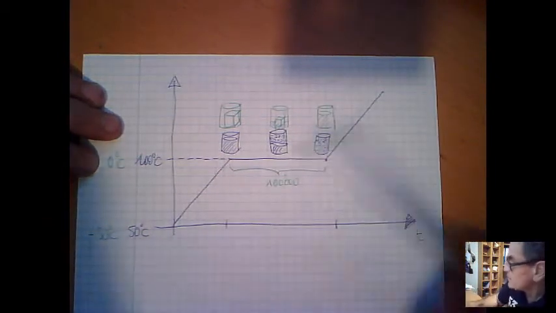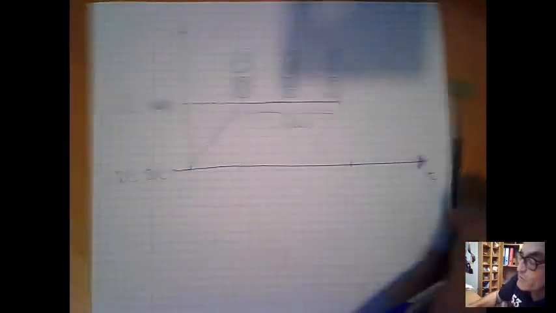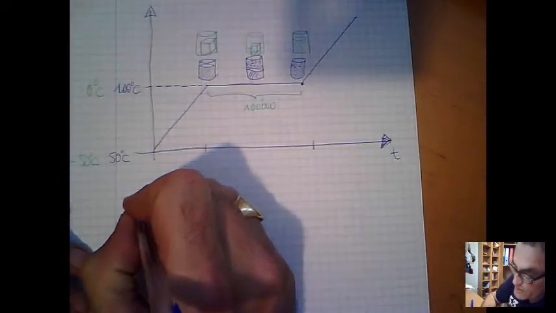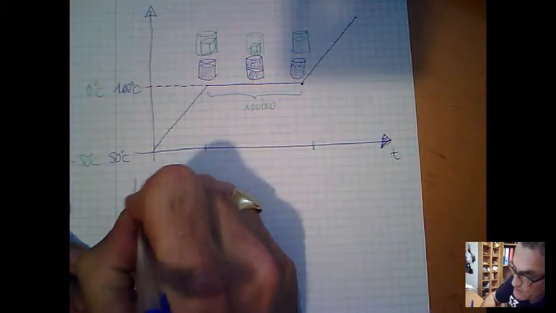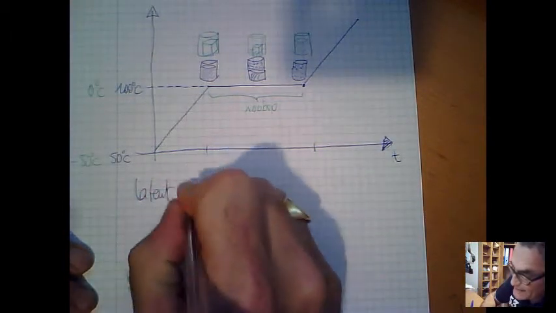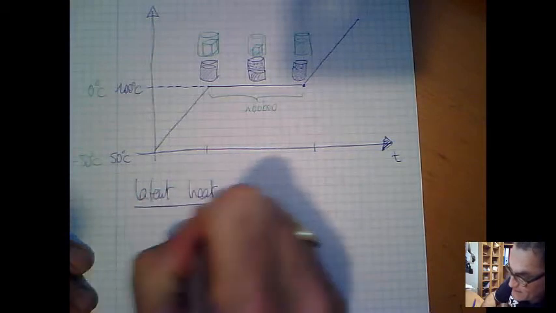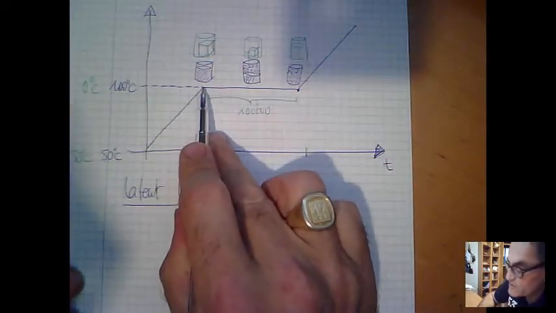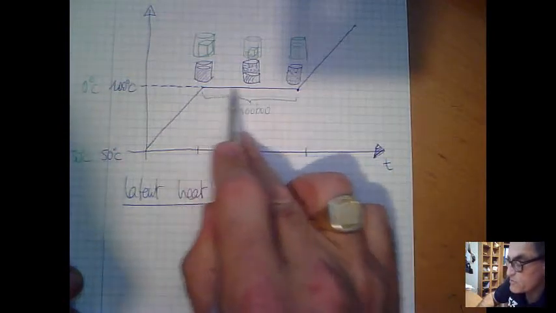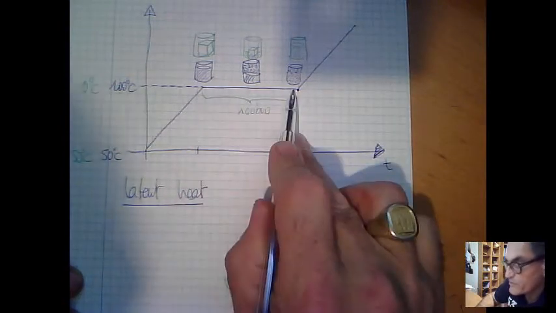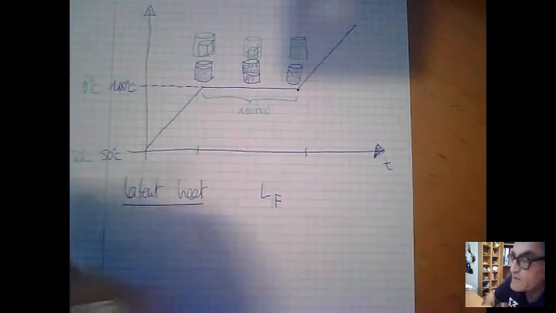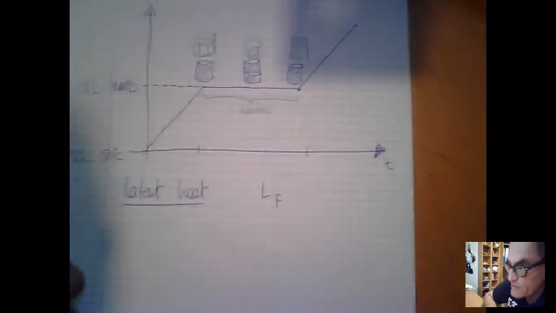Okay. Now, what do we use when we compute things? We use the so-called latent heat. The latent heat is a quantity which tells you how much energy you need to go over this plateau. Okay, so we have a latent heat for fusion.